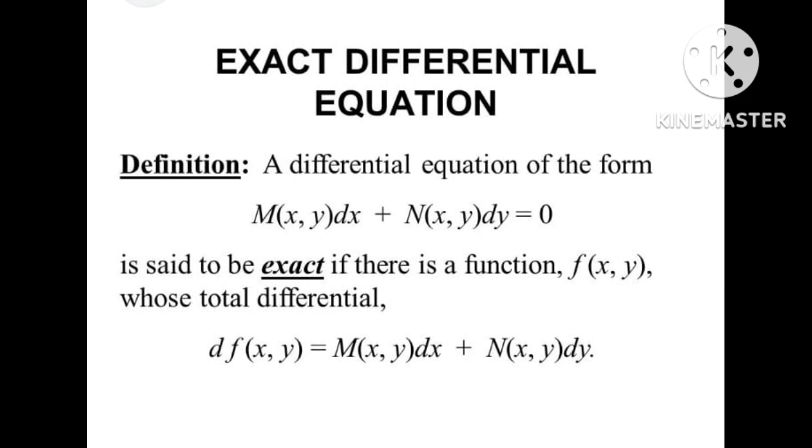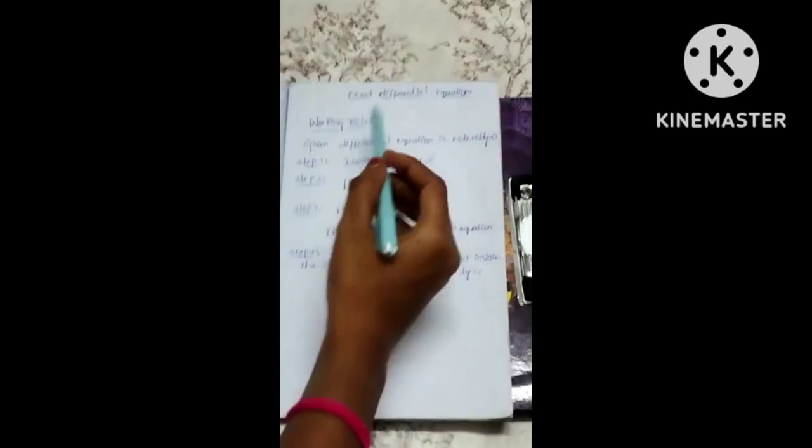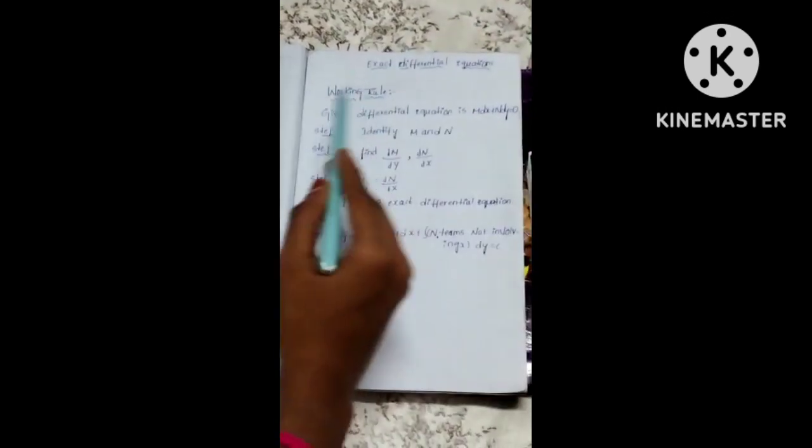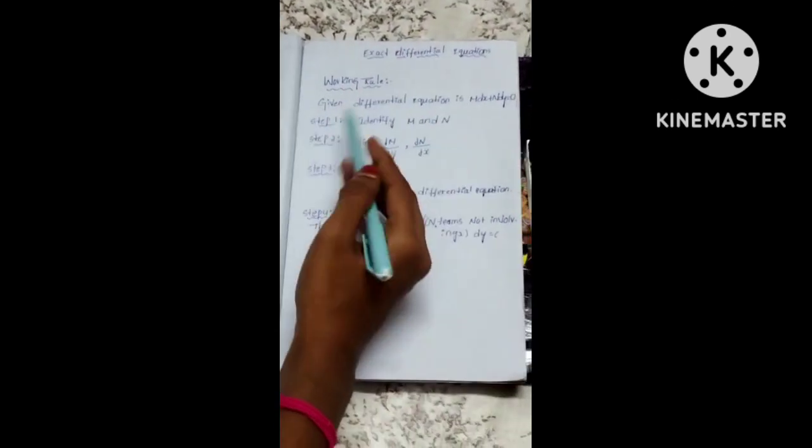First of all, we discuss exact differential equation. Definition: a differential equation of the form M(x,y) dx plus N(x,y) dy is equal to 0 is said to be exact if there is a function f(x,y) whose total differential df(x,y) is equal to M(x,y) dx plus N(x,y) dy. Exact differential equation.